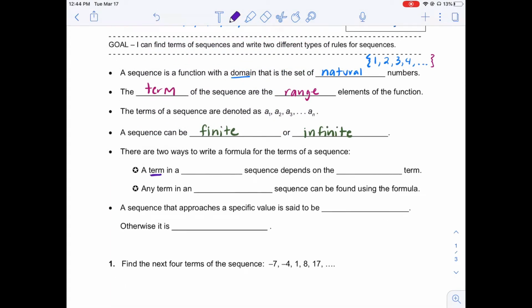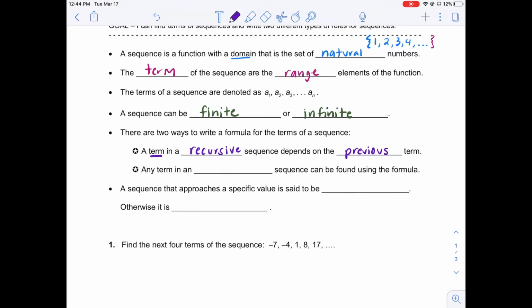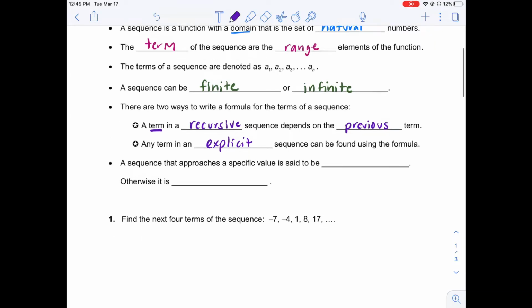I could find any term in a sequence by using what we call a recursive sequence. And a recursive sequence depends on the previous term. So in order for a recursive sequence to work, I have to know the term that was right before it. But let's say that I don't want to do that. I can also create what is called an explicit sequence. And those can be found using a formula. For example, if I wanted to find the 100th term, I should just be able to plug the number 100, work through the formula, and it gives me the answer.